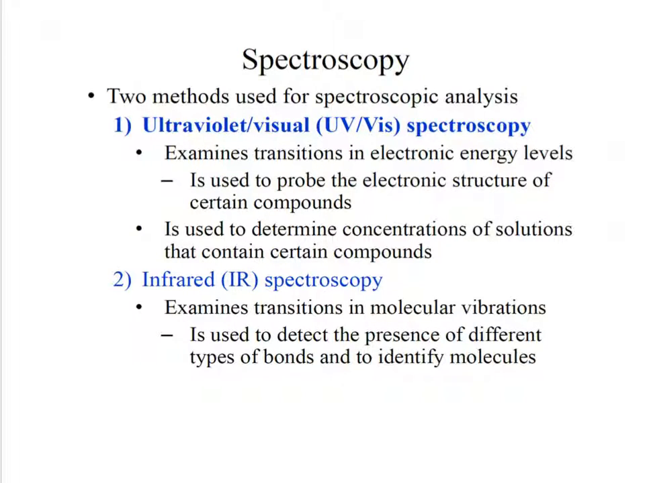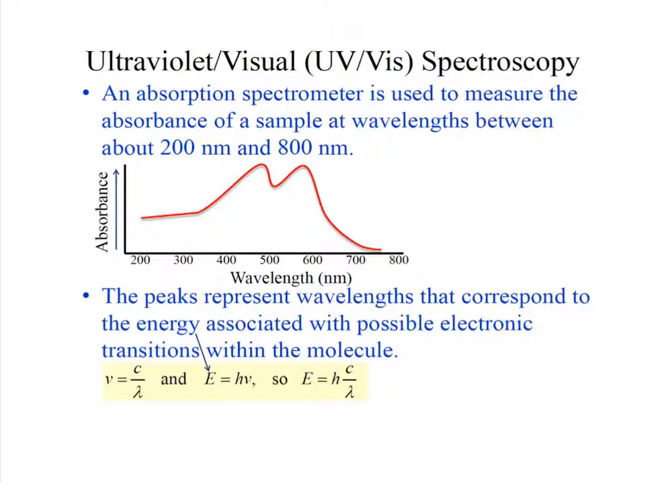So ultraviolet uses electronic energy levels, the transitions between them, and it's used to determine concentrations of solutions, and we'll do this later when we talk about solutions. All right, so when molecular orbital theory is applied, the transitions of electrons in molecules are the same as those for atoms, which we looked at earlier.